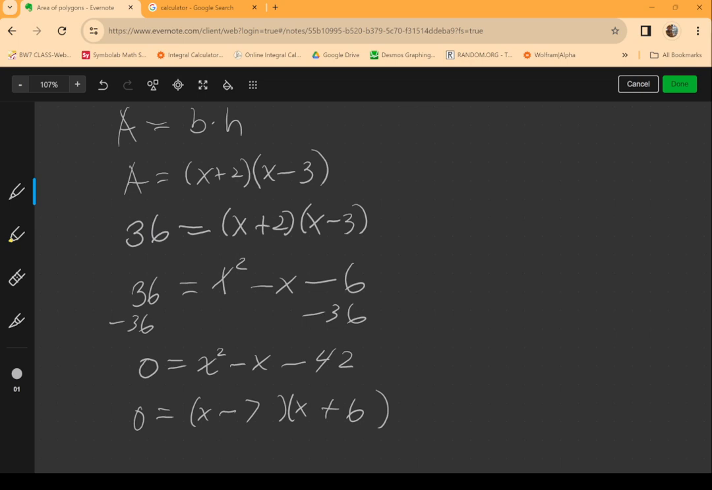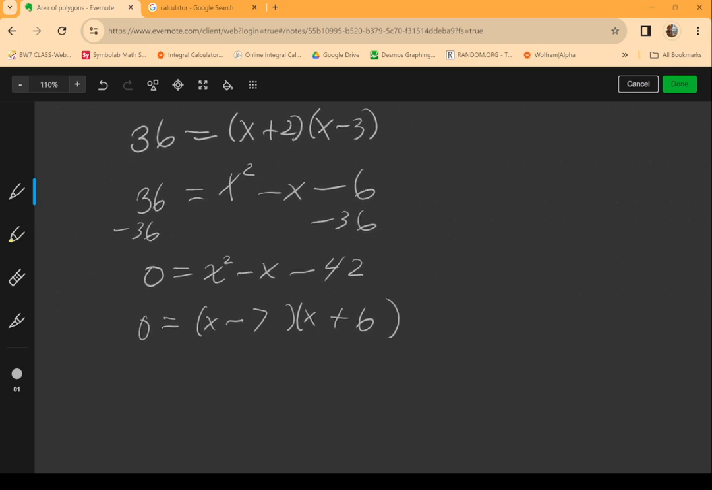Okay, so now I can jump to my solution, x equals 7, or x equals negative 6 from here. Okay, so here I'm going to take a look. So I have two values. Let me double check here.